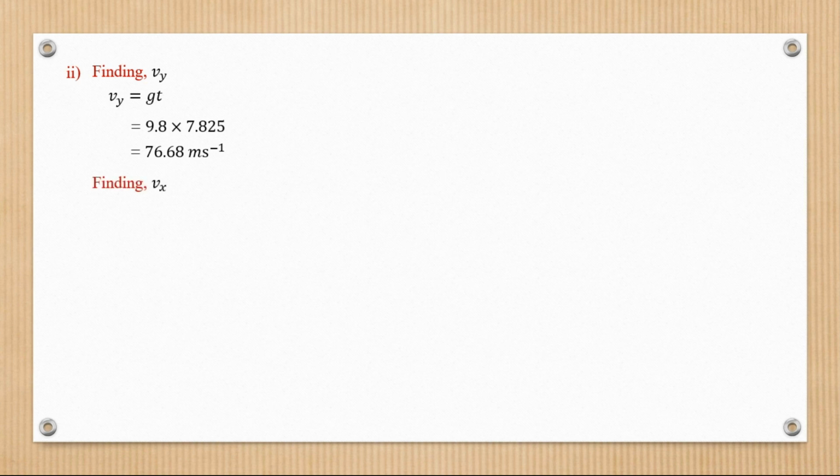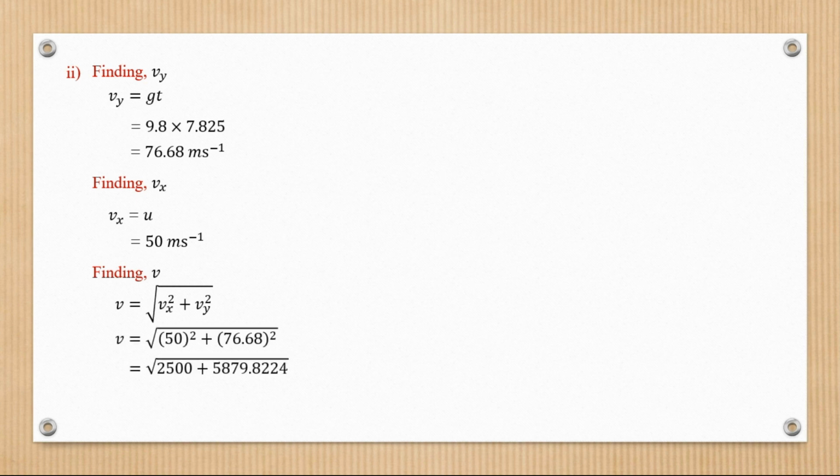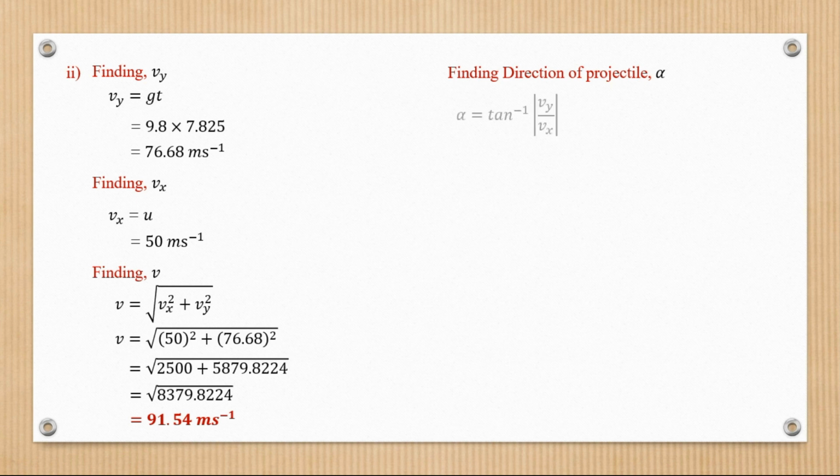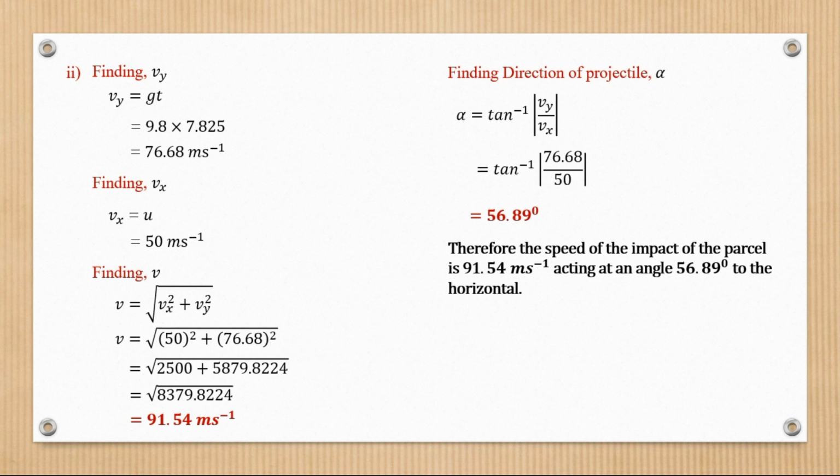So let's also find Vx. Vx shall be equal to u, of which that is equal to 50 meters per second. Now v is going to be the square root of vx squared plus vy squared, and when you calculate that, you should see that v shall be equal to 91.54 meters per second. Alright, let's also find the direction of the projectile. Tan inverse of that shall be equal to 56.89 degrees. So therefore the speed of the impact of the parcel is 91.54 meters per second, acting at an angle 56.89 degrees to the horizontal.